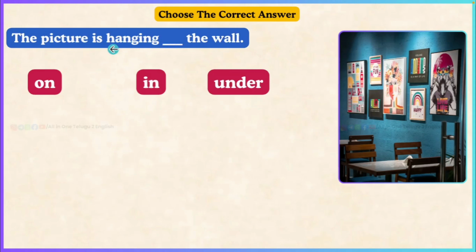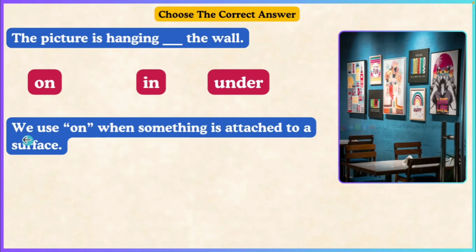The picture is hanging on the wall. The picture is hanging in the wall. The picture is hanging under the wall. We use on when something is attached to a surface. The picture is hanging on the wall.